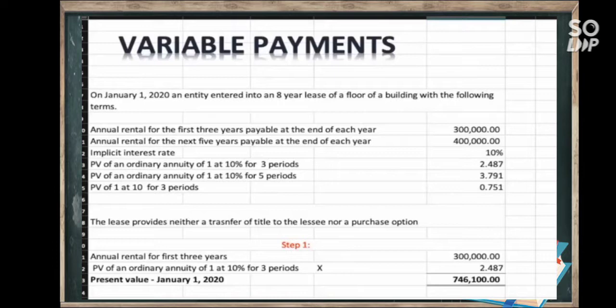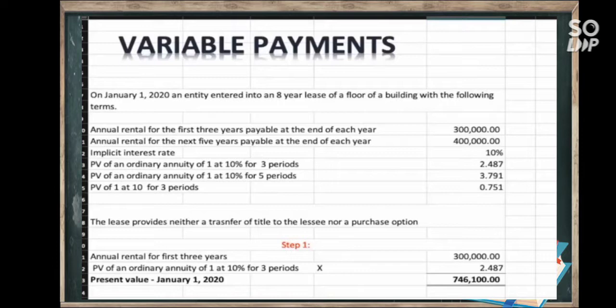Present value of an ordinary annuity of 1 at 10% for 3 periods is 2.487. Present value of an ordinary annuity of 1 at 10% for 5 years is 3.791. Present value of 1 at 10% for 3 periods is 0.751. The lease provides neither a transfer of title to the lessee nor a purchase option. That is stated there. Anyway, number 1, step 1.